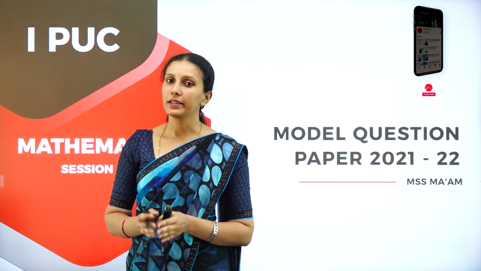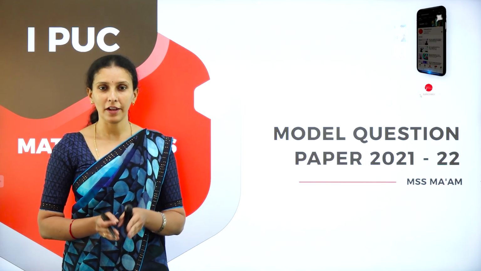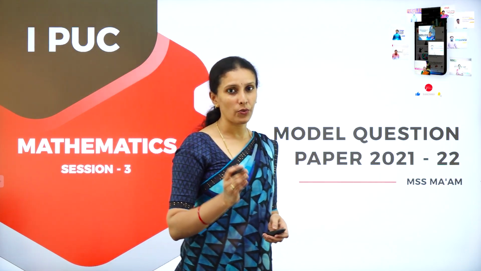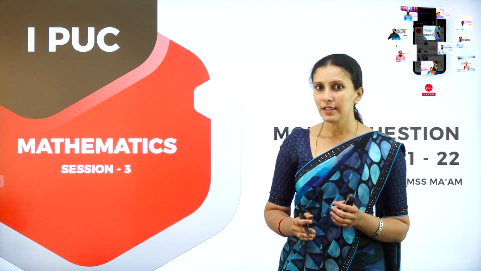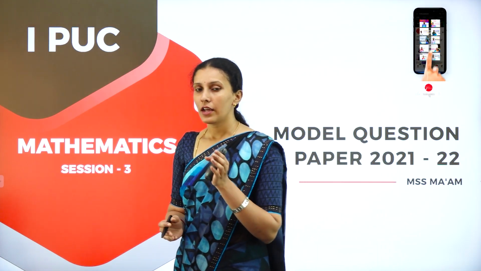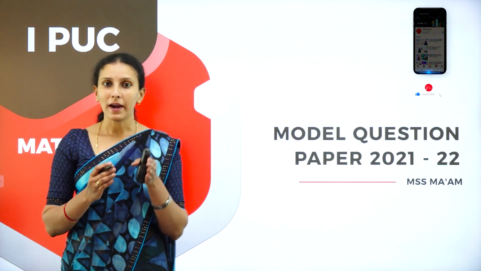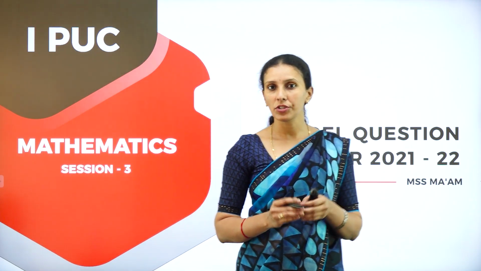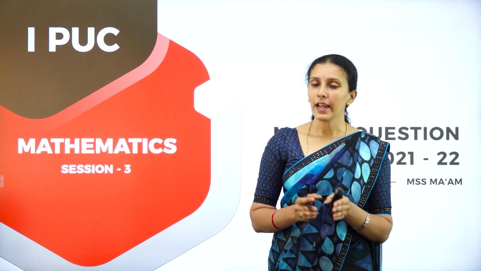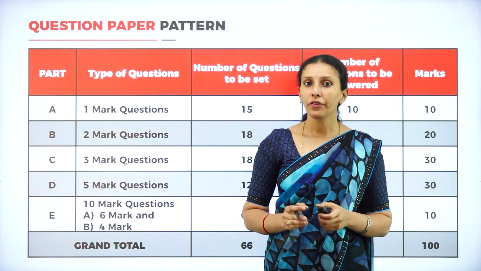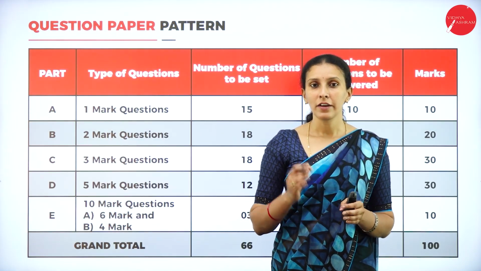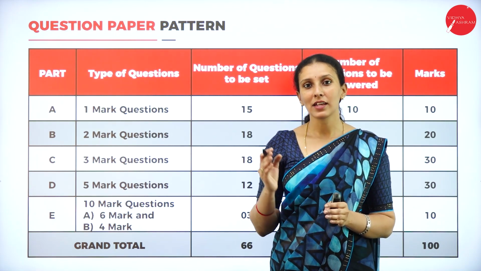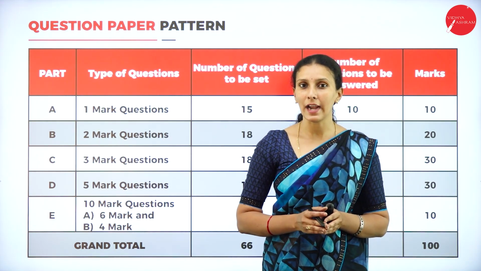So we were discussing the model question paper prescribed by the Pre-University Board of Karnataka for the academic year 2021-22. In our last sessions, we have learned how to answer part A, part B and part C sections. So here in this session, I will be taking part D and part E sections, that is how you are able to answer 5 marks questions as well as 10 marks questions in part D and part E.